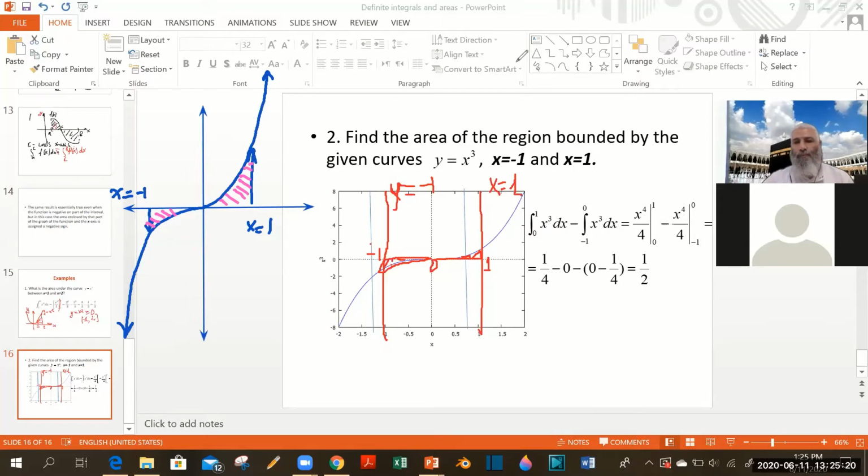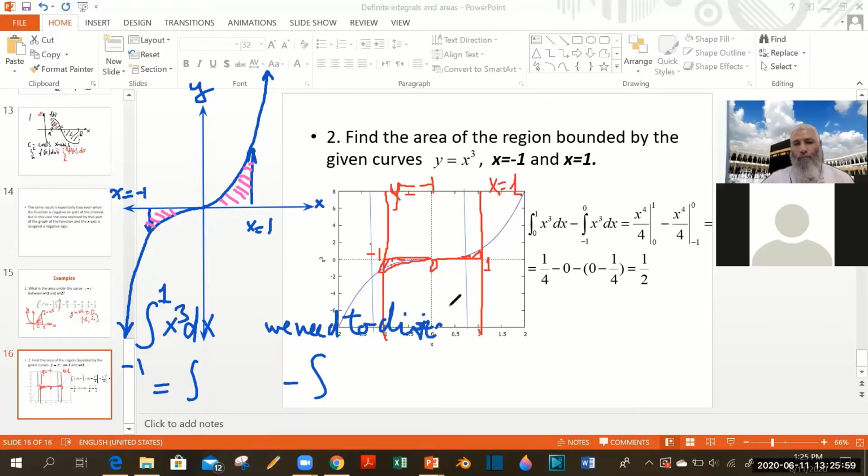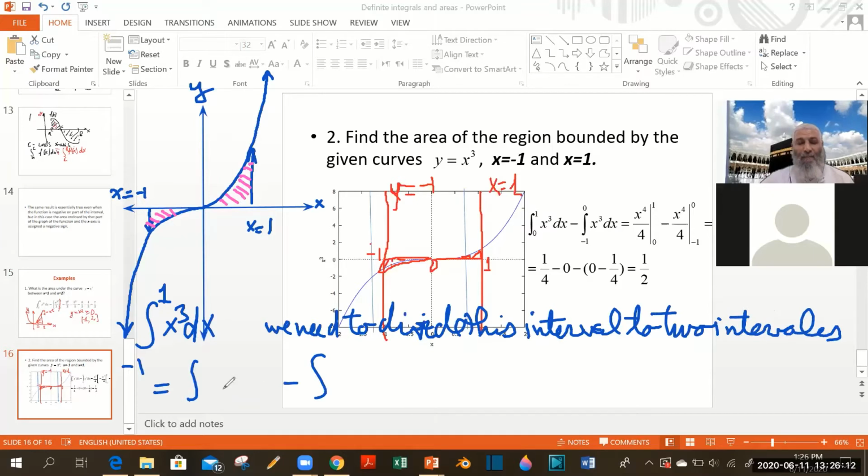We said that the area is the integration from -1 to 1 of f of x, which is x cubed dx, right? But here the curve is less than 0 and greater than 0, under the x-axis and above the x-axis. So we will divide this integration into two regions or intervals: from -1 to 0 and from 0 to +1.